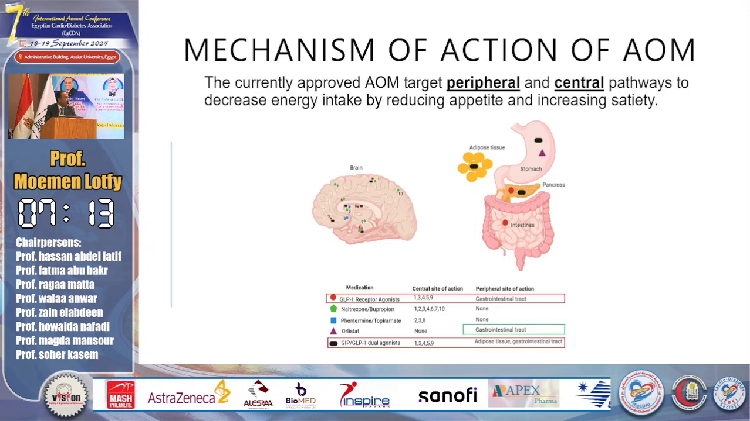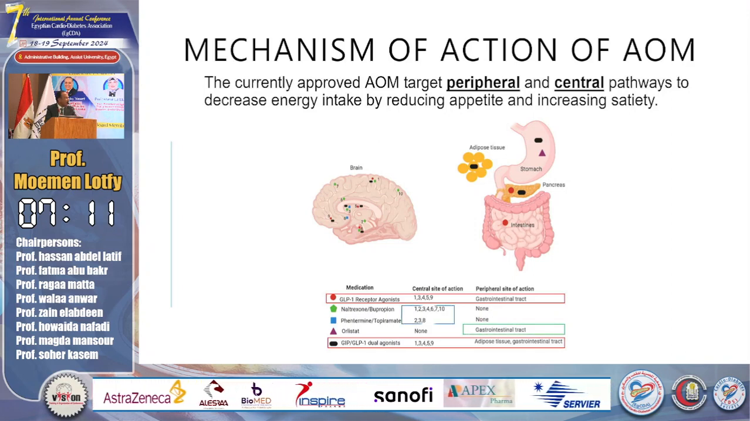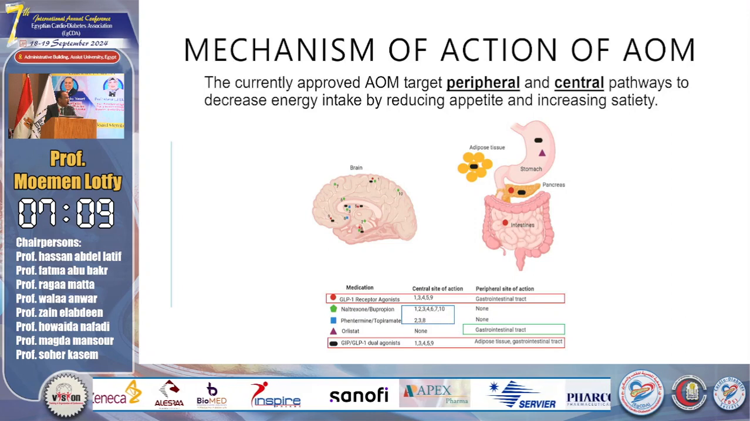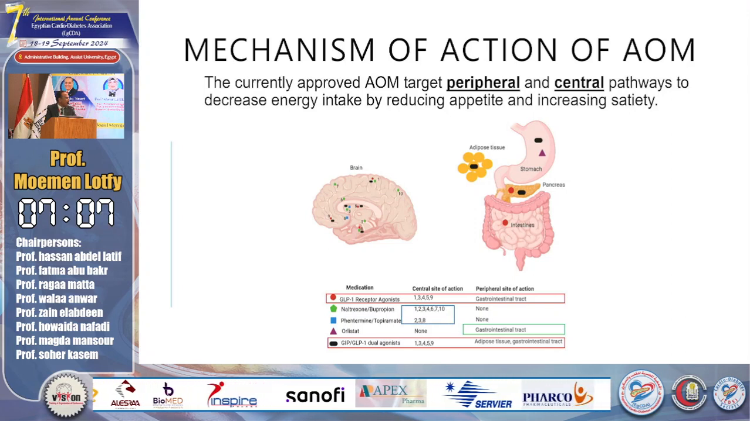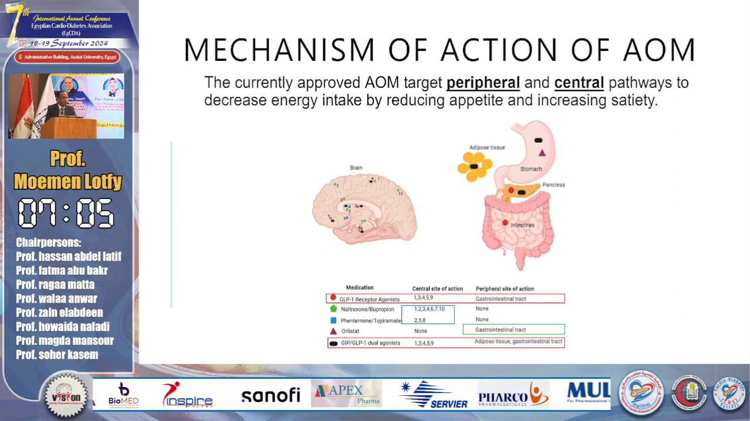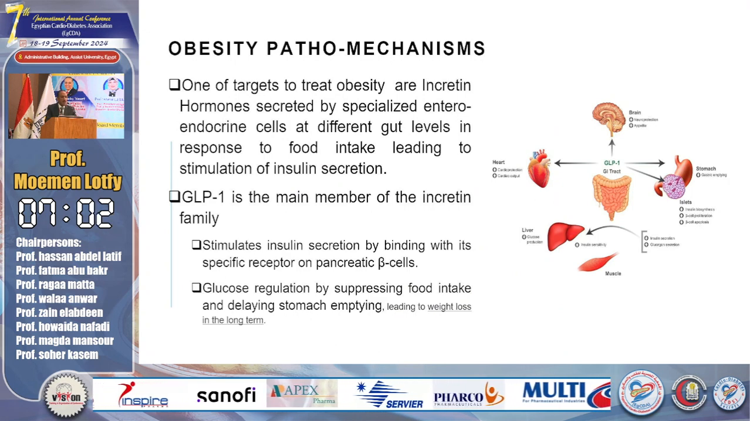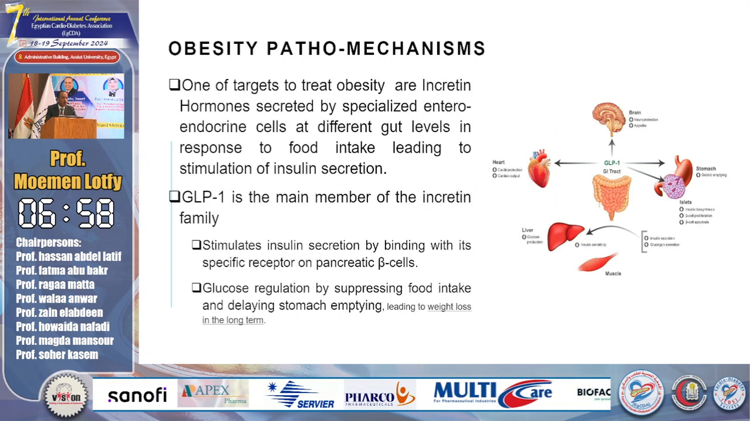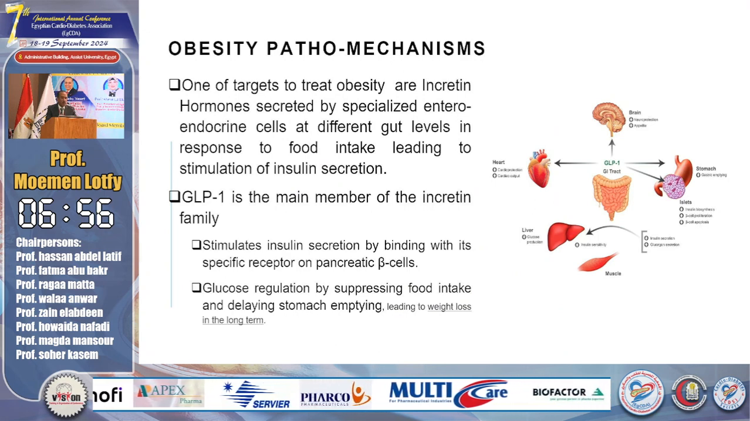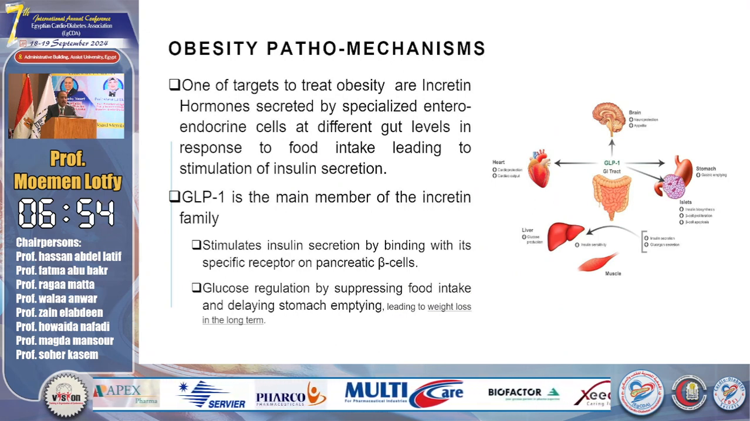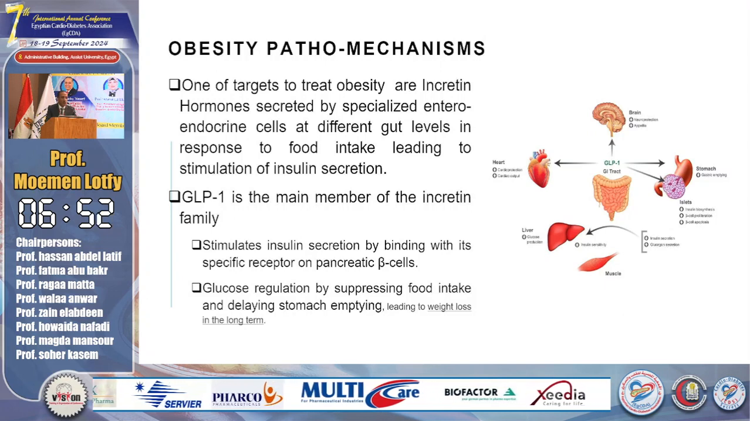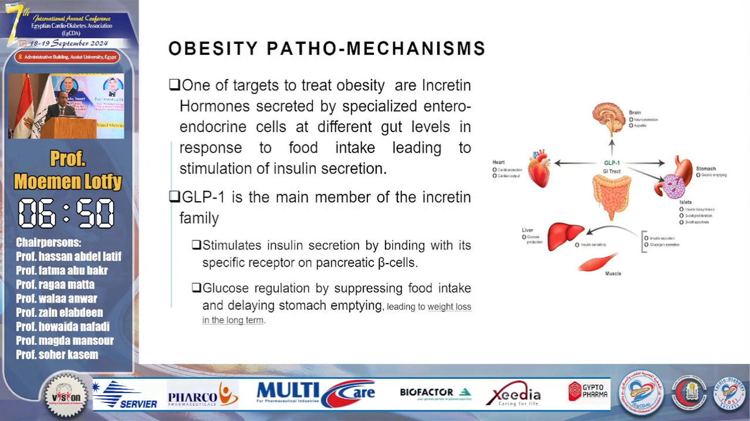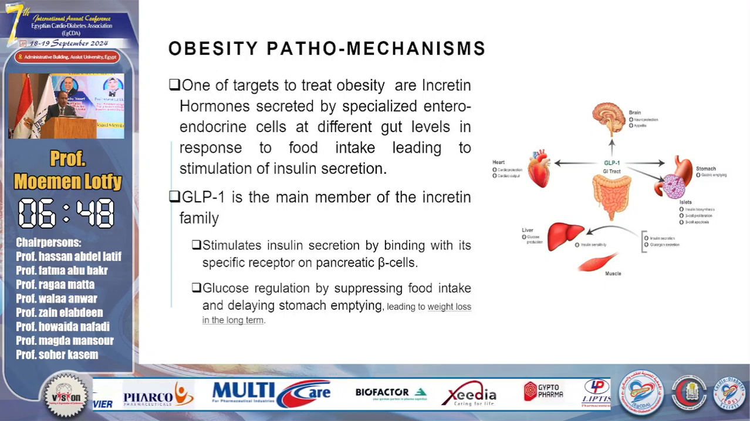Other medications like orlistat act through the GIT tract, and some centrally acting drugs such as naltrexone, phentermine, and topiramate act only centrally. GLP receptor agonists target the incretin hormone. Incretin hormones are specialized hormones present in enteroendocrine cells at different gut levels and respond to food intake, leading to stimulation of insulin secretion.